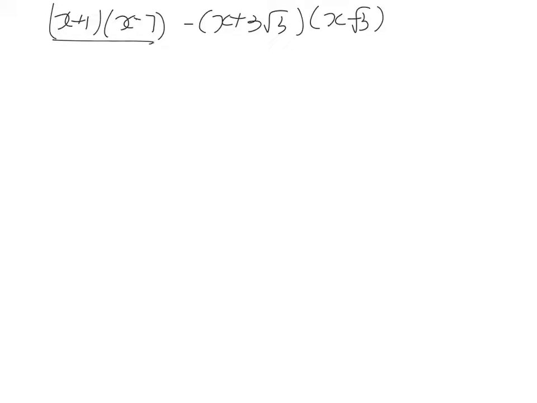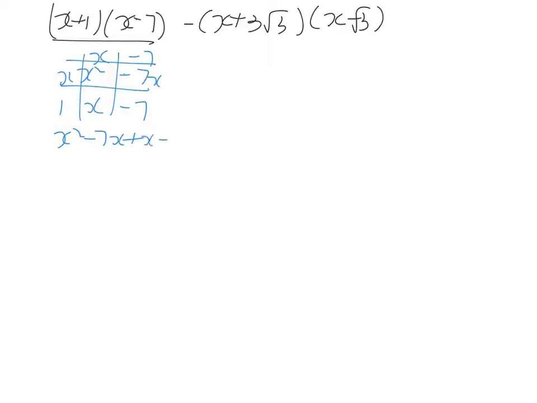We'll expand this first. So we have x and 1, x and negative 7. So this becomes x squared minus 7x, x minus 7. So this expands to x squared minus 7x plus x minus 7, which becomes x squared. We simplify this to negative 6x minus 7.